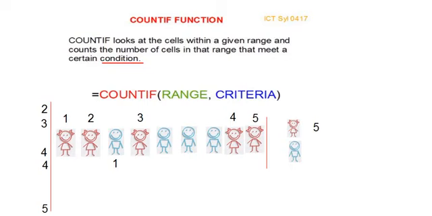And then the fifth, it's a boy, our counter goes up by 1. The next one is a boy, the counter goes up by 1. The next one, it's a boy, the counter goes up by 1. And then at the end of the day we have how many boys? We have 4 boys. So basically this is what is going to be happening with the Countif function.